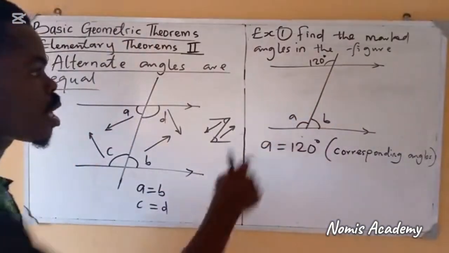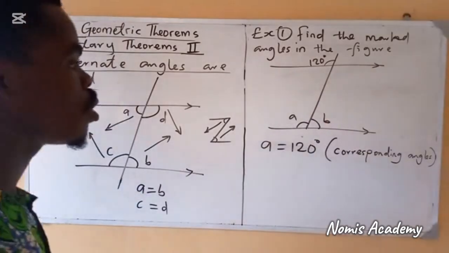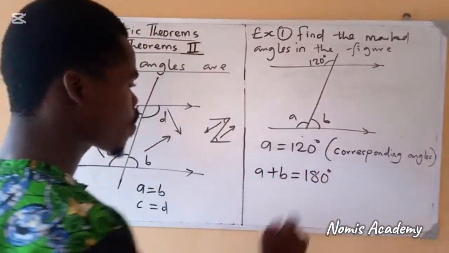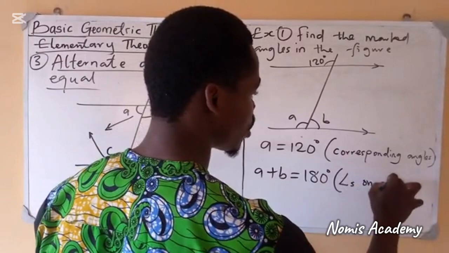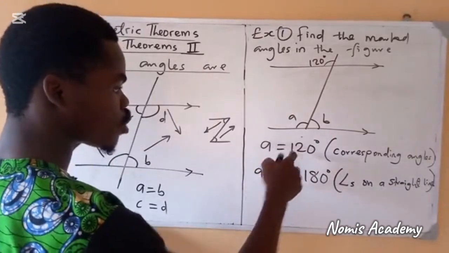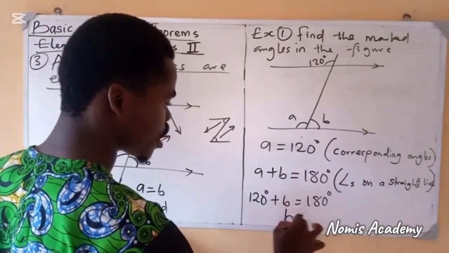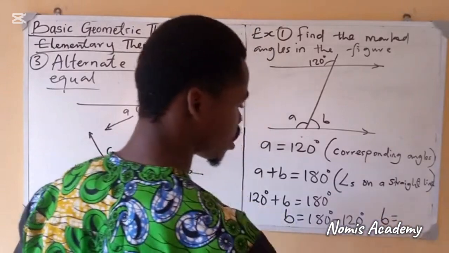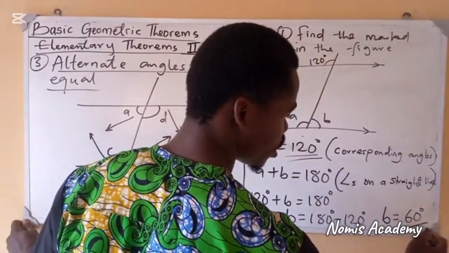Now to find B, A and B are on a straight line and they sum up to 180 degrees. So A plus B is equal to 180 degrees. Now you state your reason: angles on a straight line. Now to find B, we know that A is 120. We write 120 degrees plus B equal to 180 degrees. So B is equal to 180 degrees minus 120 degrees. So therefore, B is 60 degrees. So we have our A to be 120 and then our B to be 60 degrees.